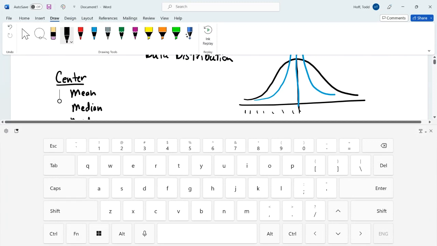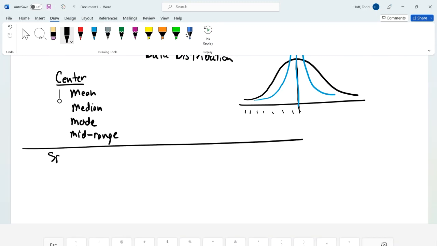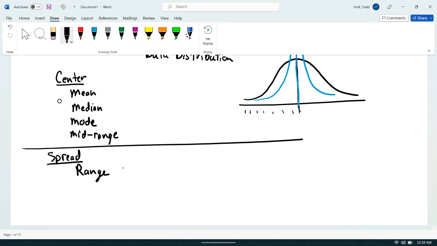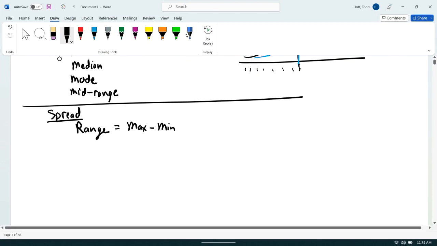For spread, we had the range, which was just the largest number, maximum, minus the smallest number, the minimum. And we saw that if we had data sets, that was not terribly useful to distinguish.